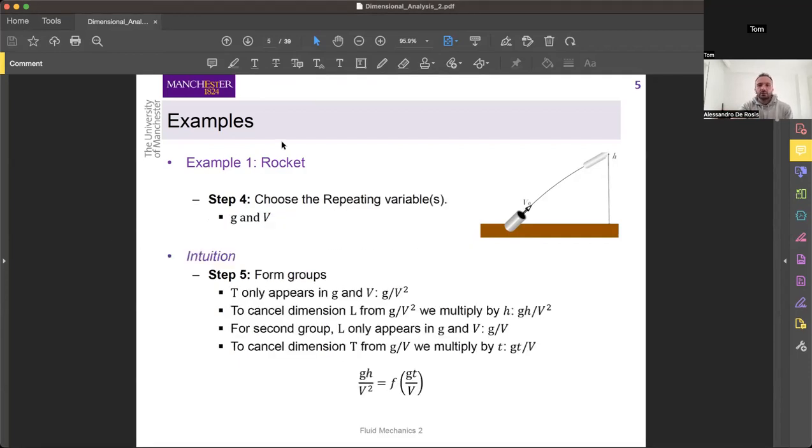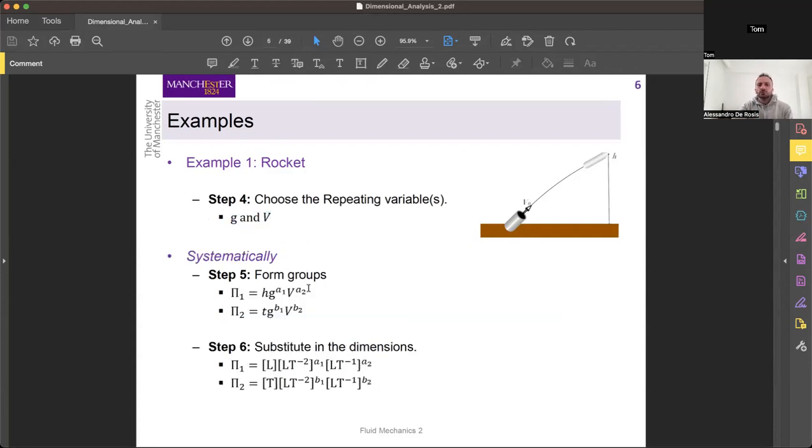So you select your repeating variables, and then you do the systematic approach. Pi 1: first non-repeating variable, H, G to the power A1, V to the power A2. Pi 2: T, G to the power B1, V to the power B2. You substitute the dimensions. So for pi 1, length, acceleration to the power A1, velocity to the power A2. For pi 2, time, acceleration to the power B1, velocity to the power B2.